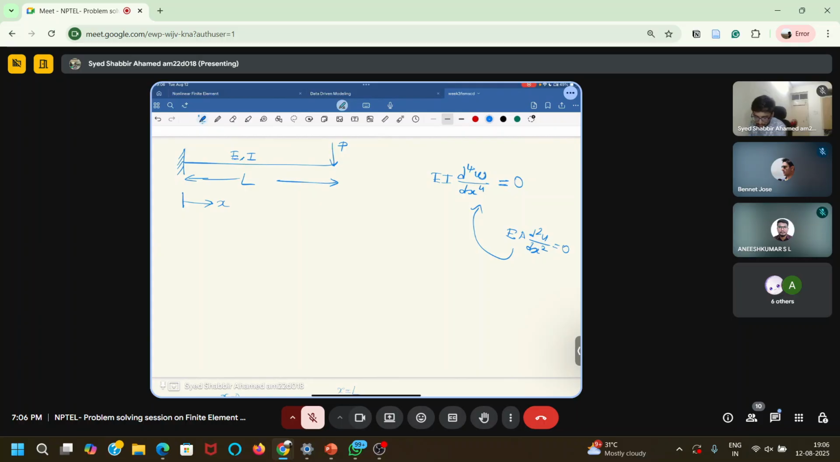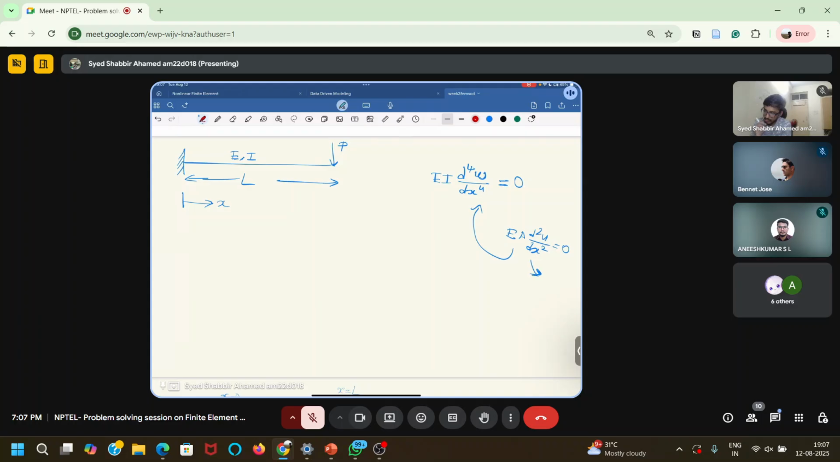Here, if we have, let's say, a second degree polynomial, it was enough. But here the requirement has to be more. Okay. Now, here also, the first thing we have to note down is what are the essential boundary conditions. So, can anybody tell me what the essential boundary conditions are here?